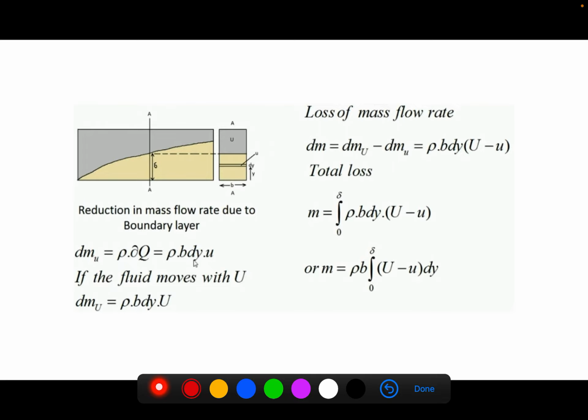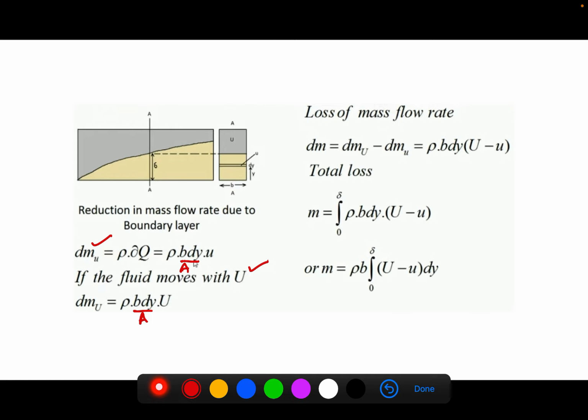It means that through a strip of thickness dy, dm dot is the flow rate happening, which is rho into area into small u. The fluid moves with u. If there were no boundary layer formation, it would move with capital U, and then the flow rate would be rho into b into dy into capital U. So what is the loss of flow rate that happened because of this boundary layer formation?